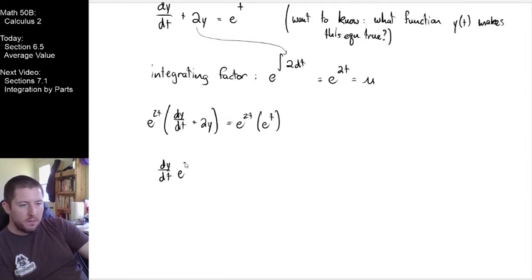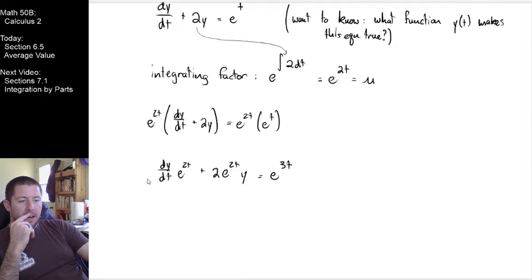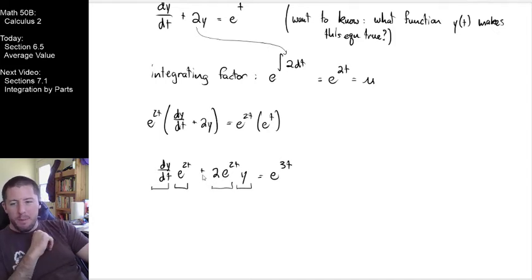Now I'm going to write this in a slightly different order. On the right-hand side, we just get e to the 3t, adding those powers there. And notice, this is exactly what the product rule looks like: the derivative of y with e to the 2t left alone, the derivative of e to the 2t with y left alone. By multiplying by this very special term of e to the 2t on the left-hand side, it turned this into exactly an output from the product rule. We are forcing things to look like the product rule so that we can undo that product rule.